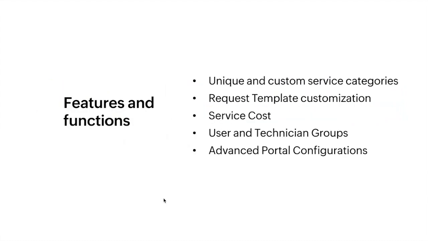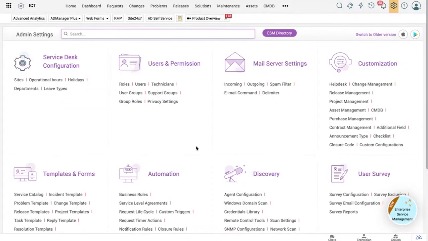Now moving on from there, let's see how we can define a service category within ServiceDesk Plus. How can we customize a request template? What is the cost association? What is the meaning of user group and technician group, and the advanced portal configuration? This is ServiceDesk Plus, and I'm using the latest version, which is 14.720, and it is an enterprise edition. It's a complete suite. I have all the modules together.